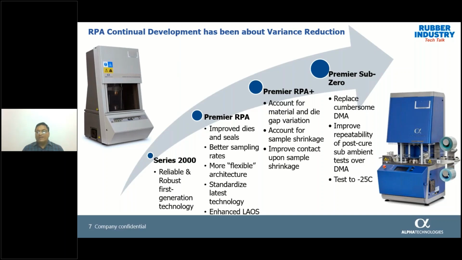As you all know, the DMA test requires a minimum of 18 hours after the sample preparation. So with RPA, we are not giving any 18 hours for sample stabilization in the testing.